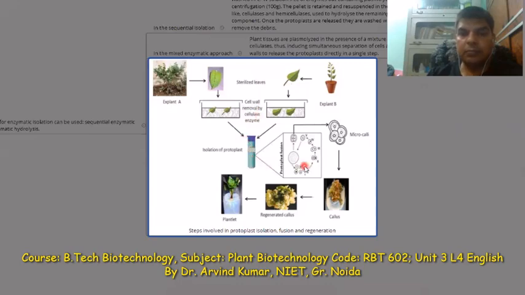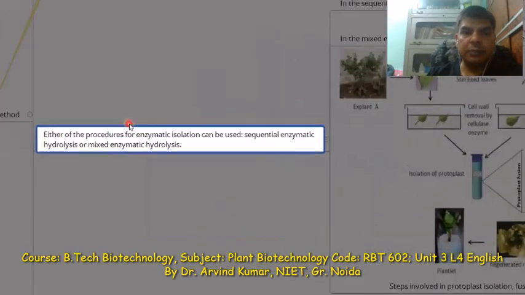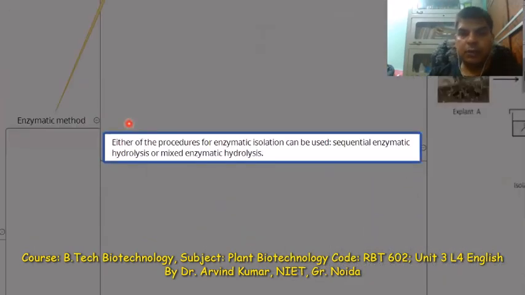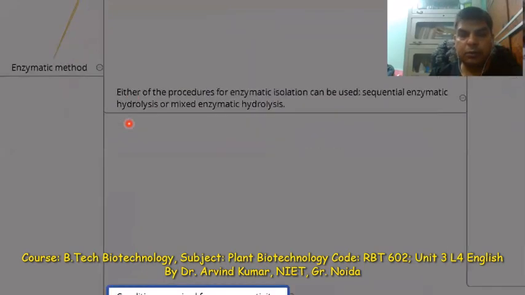Then we apply some method to fuse these protoplasts to get a fusion product, and these fusion products are further cultured onto a suitable medium to first produce callus, and from callus we get regeneration and differentiation, so that we can obtain a complete plant. In this way we get a hybrid plant produced from the protoplast isolation and fusion method. That is the sole purpose of isolating the protoplast, and in a nutshell we have seen what we will be doing after isolating the protoplast.